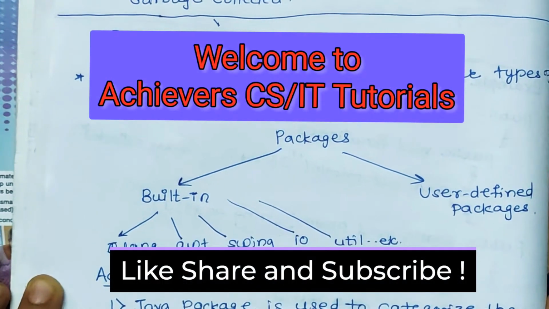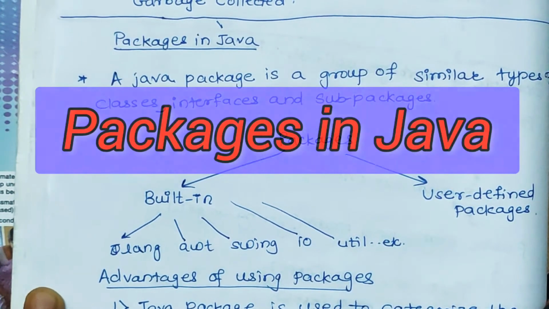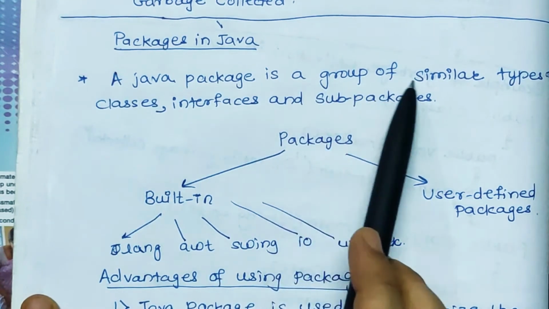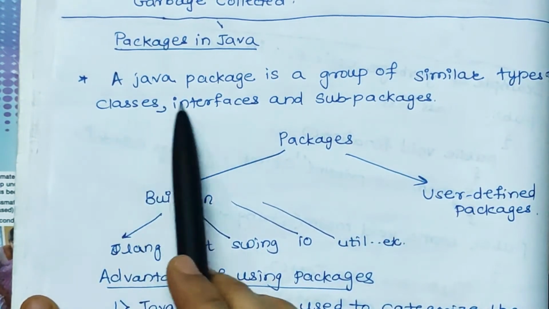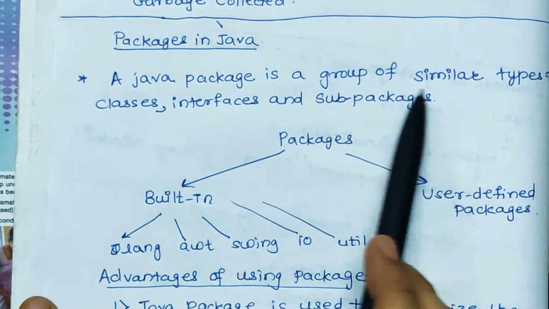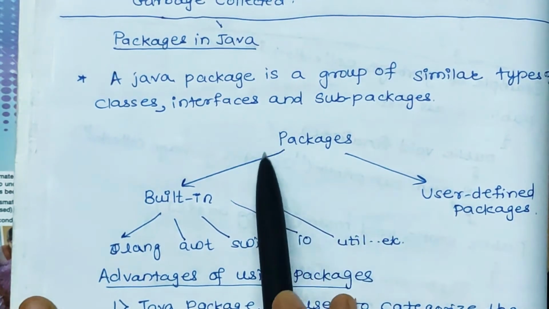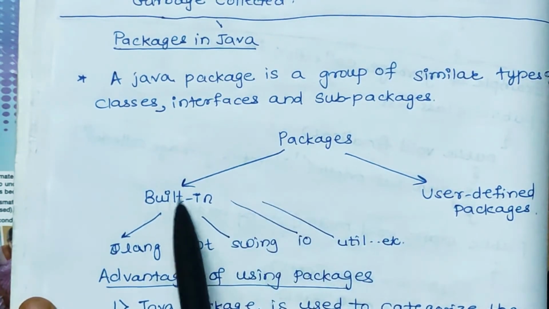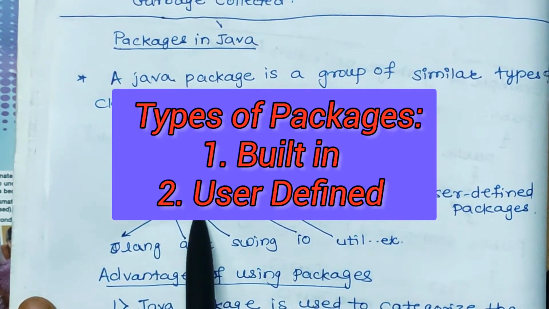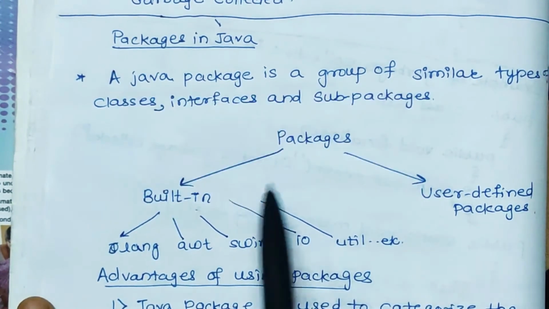Hello everyone, in this video we are discussing packages in Java. A Java package is a group of similar types of classes, interfaces and sub-packages. Packages in Java are of two types, built-in packages and user-defined packages.